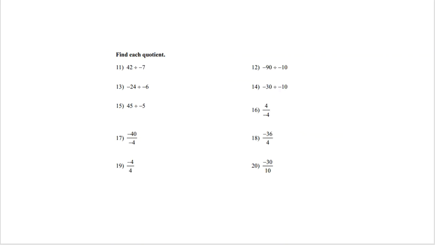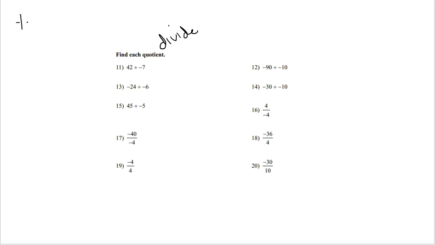Now let's go ahead and look at some examples of division problems. In math, the word quotient means to divide. Okay, so number 11, 42 divided by -7. Remember, the rules for dividing integers are exactly the same as the rules for multiplying integers.